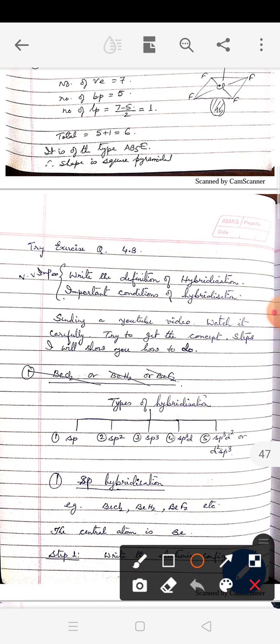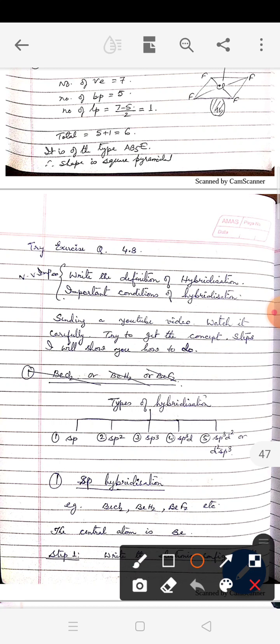Similarly, if you have sp2, that means you have total how many? 3 orbitals. How can you arrange them? Suppose the total angle is 360 degrees. As you can see here, the total angle is 360. You are dividing them into 3 parts. So 360 divided by 3 will be how much? 360 divided by 3 will be 120. That means the 3 orbitals will arrange themselves at an angle of 120 degrees, and if you join the vertices of these 3 points, it will give the shape of a triangle. So sp2 hybridization leads to trigonal planar geometry.